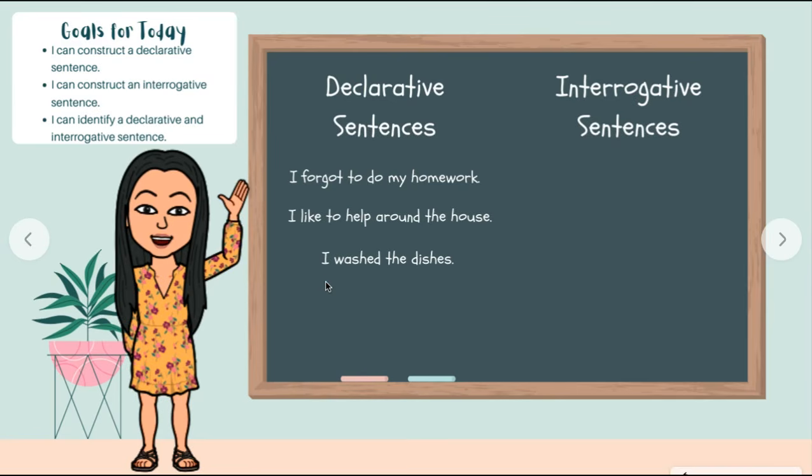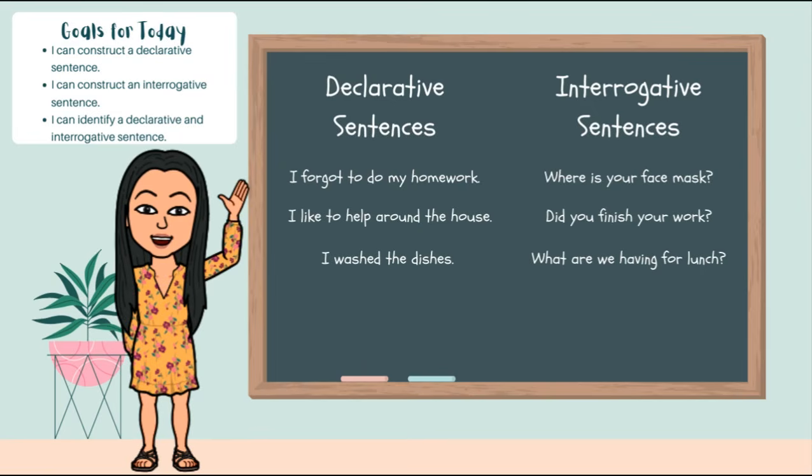Now let's look at some examples of interrogative sentences. Again, an interrogative sentence asks a question. Where is your face mask? This is asking a question and it ends with a question mark. Another example of an interrogative sentence is, did you finish your work? Again, this is asking a question and it ends with a question mark. And the last example of an interrogative sentence is, what are we having for lunch? It's asking a question and it ends with a question mark.